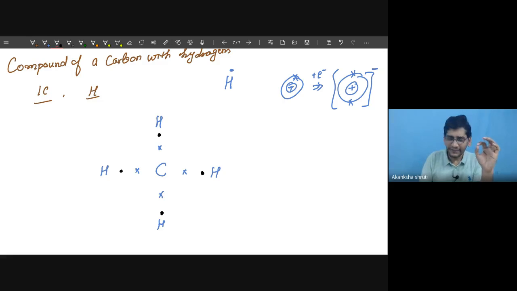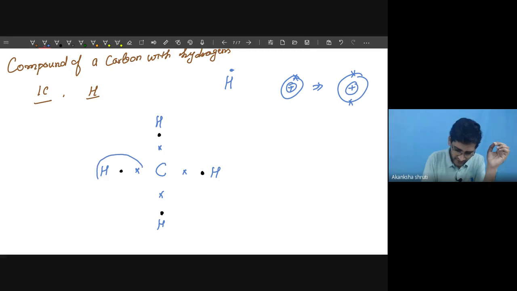Hydrogen itself has the tendency to have 2 electrons only in its outermost orbit. That is the tendency, whether it is by gaining. If it is formed by gaining, then there will be a negative charge. If it is formed by sharing, then this negative charge will not be there. It's so simple. So hydrogen has the tendency to convert into helium configuration. So it is happening here.